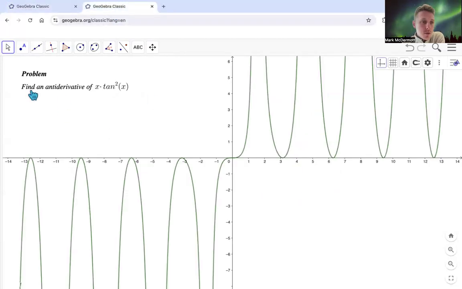Okay, let's finish with a problem. Find an antiderivative of x multiplied by tan squared of x. It's an interesting looking graph. You don't really need the graph to answer this question, but you definitely will need to use integration by parts. So see if you can come up with an antiderivative of this function using integration by parts, and let me know how you go. Good luck.